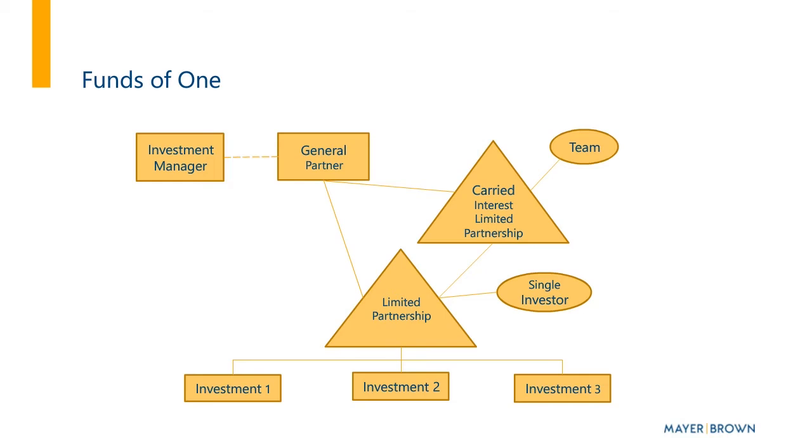Funds of one are usually set up where an investor wishes to make a fairly large commitment to a particular strategy and wishes to have a more bespoke structure or vehicle. The reason for using a fund of one structure rather than having an investment management agreement, which Duncan will come on to talk about shortly, may be to facilitate a manager co-investment element, a so-called skin in the game piece, or a carried interest structure for the management team. Or it may be because the nature of the underlying investments means that a fund-like vehicle is more suitable for making the investments.